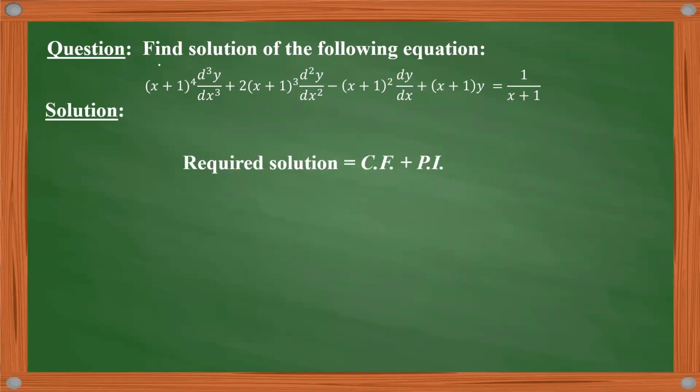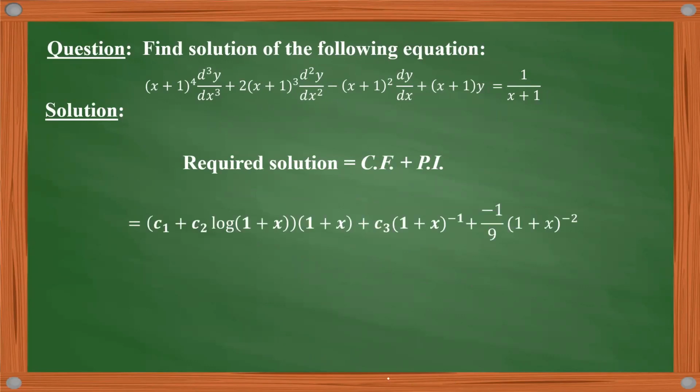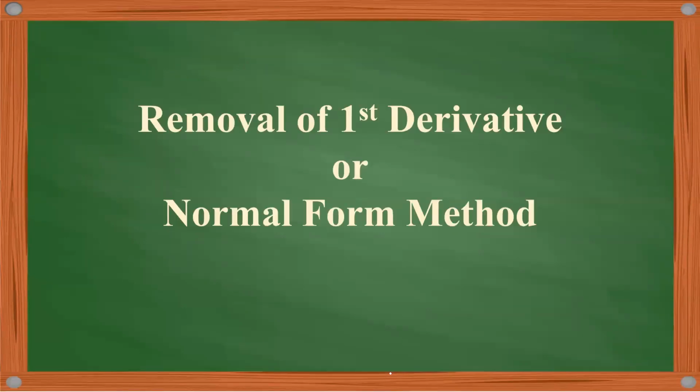By combining these two solutions, we get our required solution, that is complementary function plus particular integral. So our final solution will be (c1 + c2 log(1 + x))(1 + x) + c3 (1 + x)^(-1) + minus 1 by 9 into (1 + x)^(-2). Okay, so this is our second method.